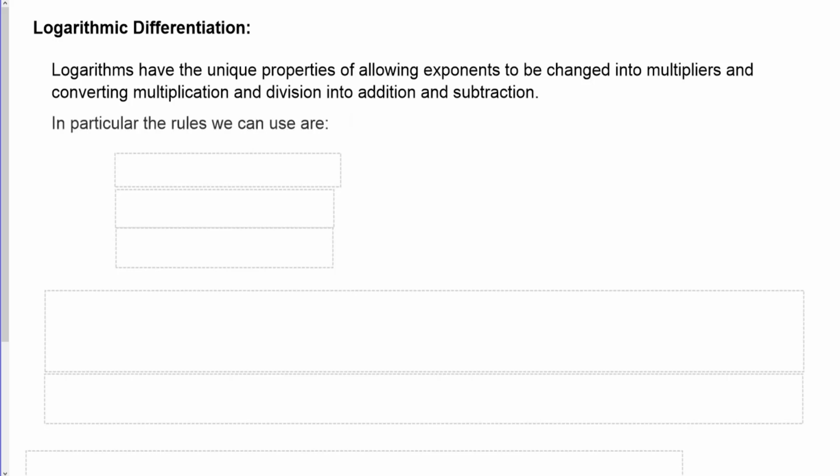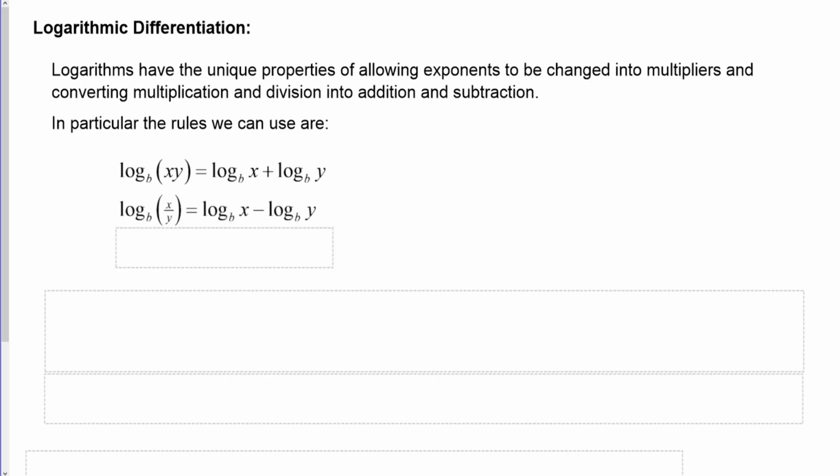There are properties that are extremely useful. They have lots of properties, but these are probably the ones we're going to use the most here. First, that a logarithm of any base of 2 items multiplied can be split into 2 logarithms added. The logarithm of 2 things divided can be split into logarithms that are subtracted. And if you have an exponent on the argument of your logarithm, you can pull that out as a constant multiplier.